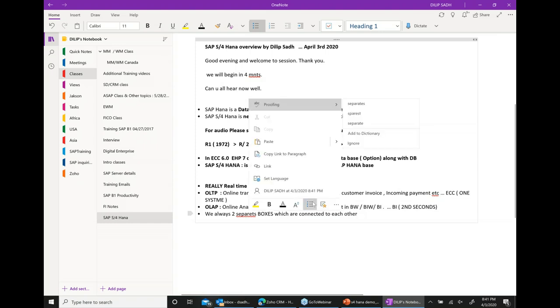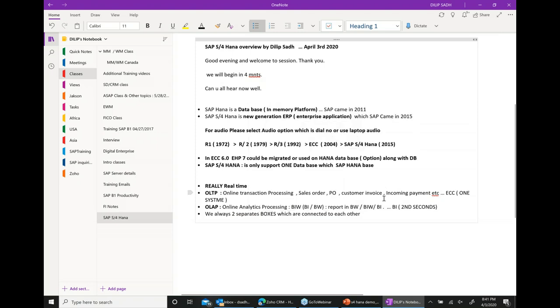So you have one box where you're creating your sales order and purchase order and incoming invoice and outgoing invoice and vendor and purchase order and goods receipt and goods issue and all those transactions. Then you have another box where you're doing your reporting. So you have a BI box. In that box, you're doing reporting. You have two separate boxes. And what was going on? That became the source of all the problems. Problem number one, there are two boxes, not one.